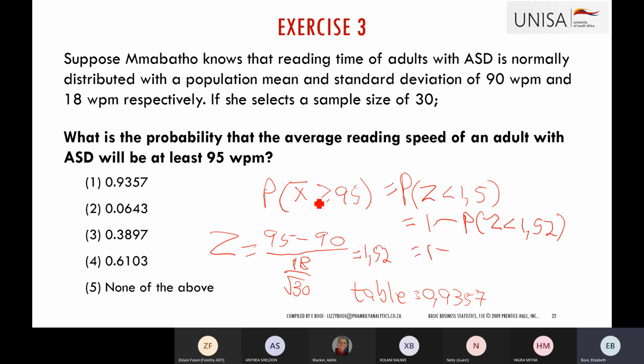You go to the table, 1 minus the value you find on the table, which was 0.9357, and that answer gives you option 2, 0.0643. Yes. Next.